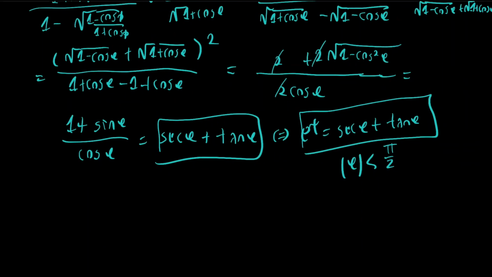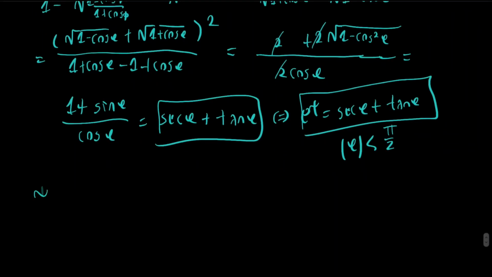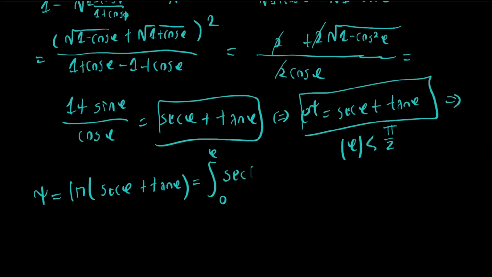And now by just applying the natural logarithm to both sides, we will get that psi is equal to the natural logarithm of the secant of phi plus tangent of phi. But this is a famous definite integral, namely the integral from 0 to phi of the secant of t dt. And so we have obtained our identity for the inverse Gudermannian. Let's write it here.